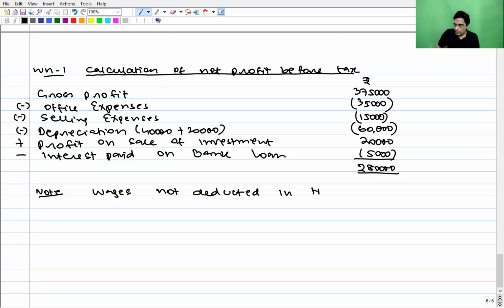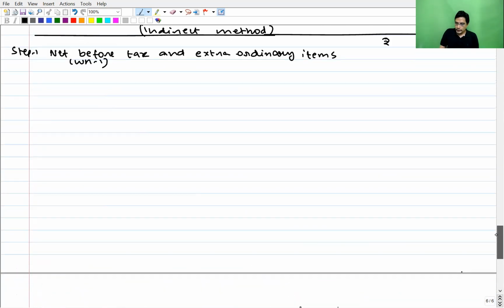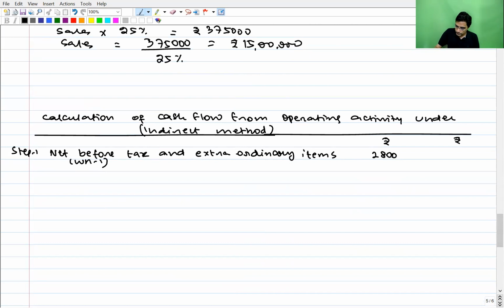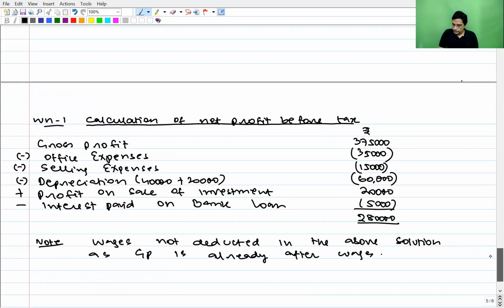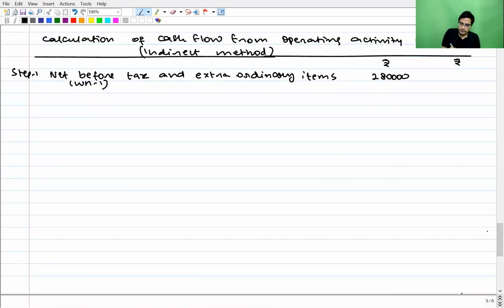Wages not deducted in the above solution, as GP is already after wages. So let's put it: 2,80,000, not 28,000. So that's our step number 1.